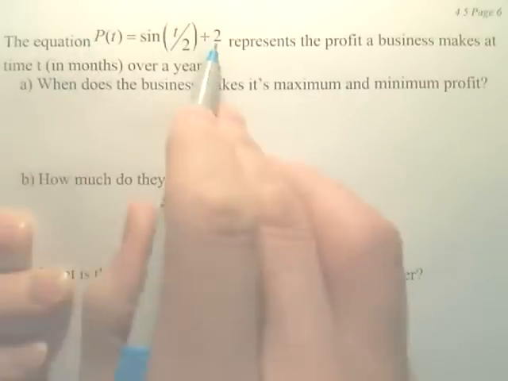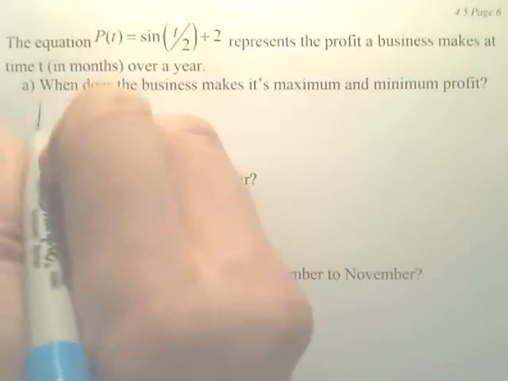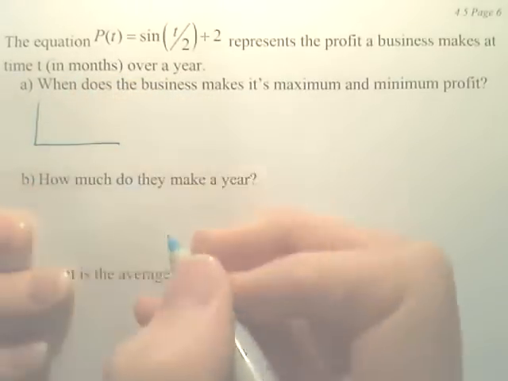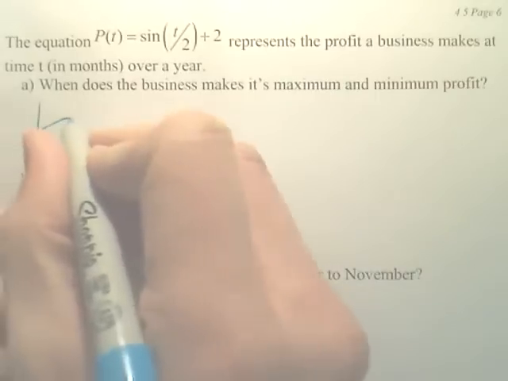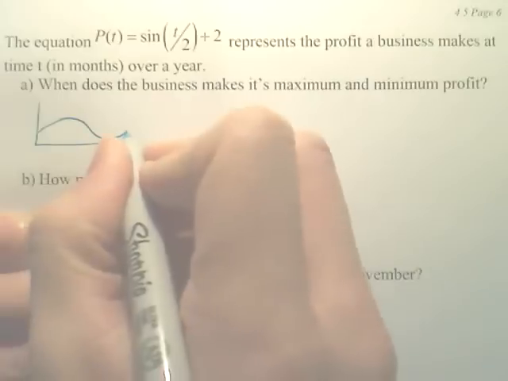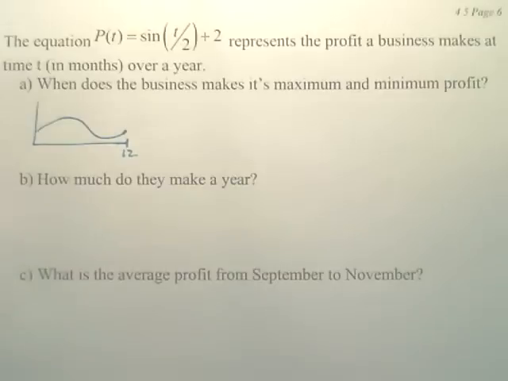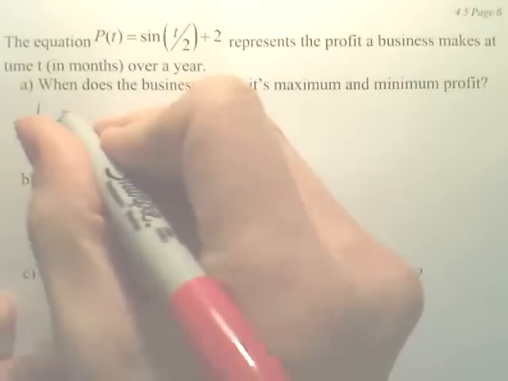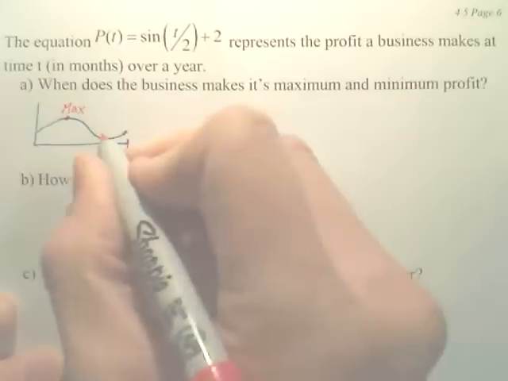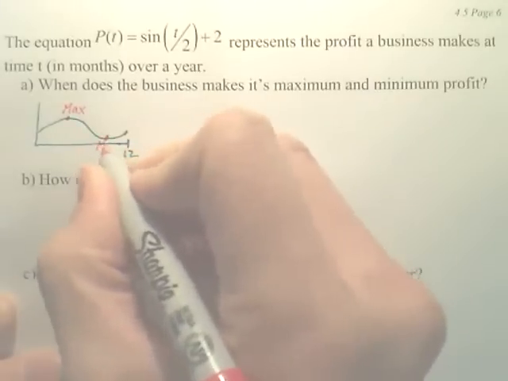Now, if you were to just graph this on your calculator, you would get a graph that looks something like this from 0 to 12. That is actually not that great of a graph, but it works. If I want to find my maximum amount of profit, you should notice that would be here. That is your max. Your minimum amount of profit would be there.